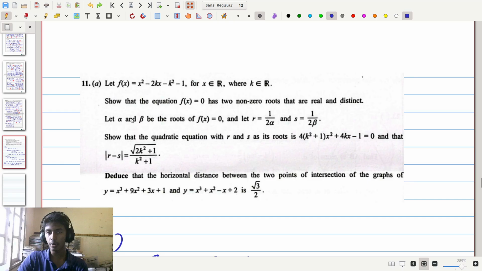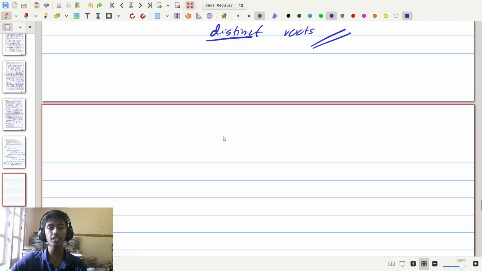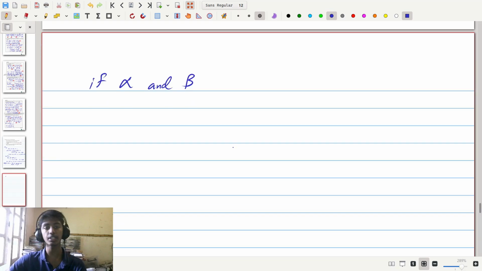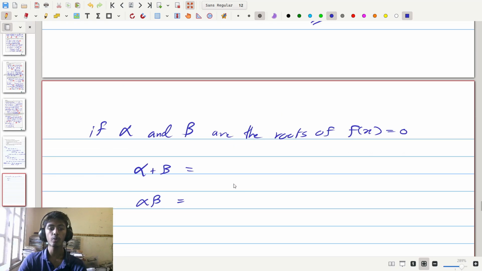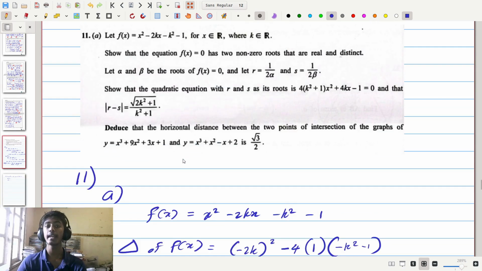Now to do this, the first thing we're going to have to do is to establish a connection between alpha and beta and the coefficients of f(x) = 0. We can do that easily from the fact that if alpha and beta are the roots of f(x) = 0, then we can find a connection between alpha plus beta and alpha times beta and the coefficients of f(x) = 0.